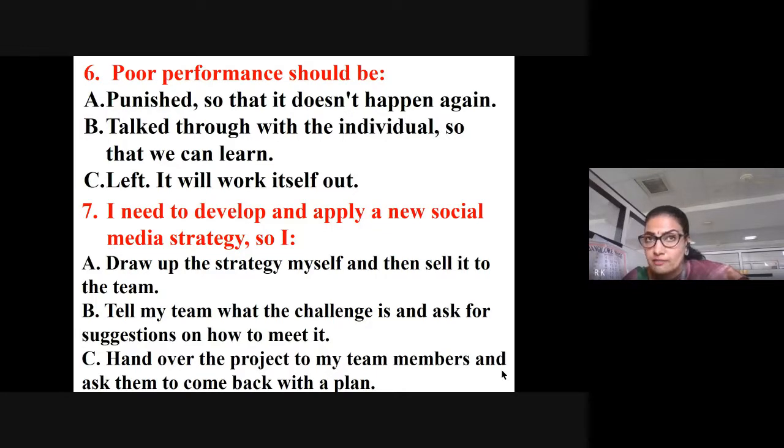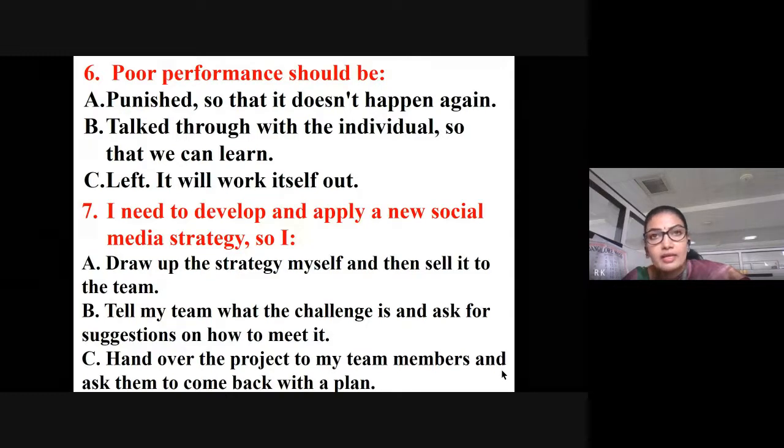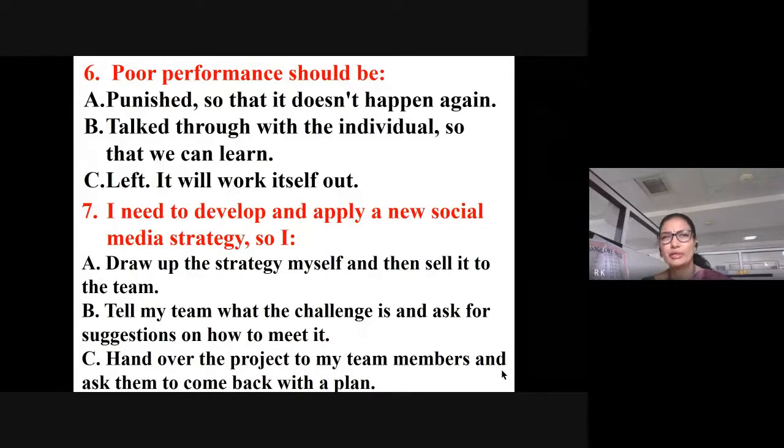When I am asked, as a leader, to develop and apply a new media strategy, what would I do? I just do it myself because my members are new or not skilled. Or why take a risk? I know the strategy, let me just do it myself. And then I will give it to my team members. Or I will simply tell my team what the challenges are: this is the challenge that has been put forth before us, and what do you feel about it? Just give me your opinion and suggestions on that.